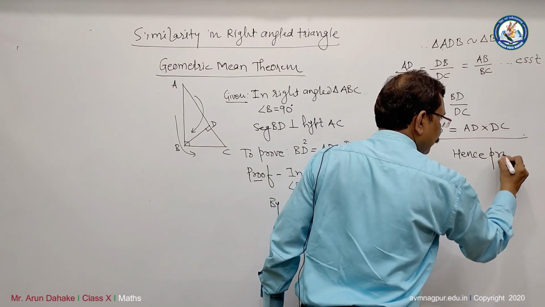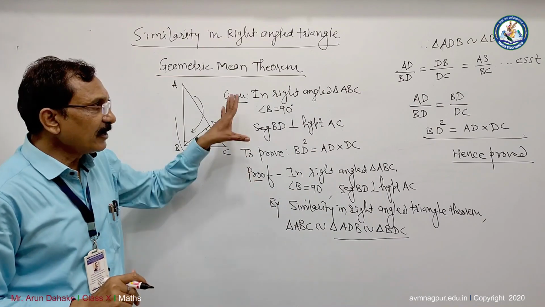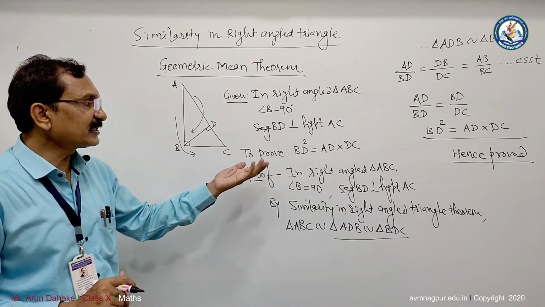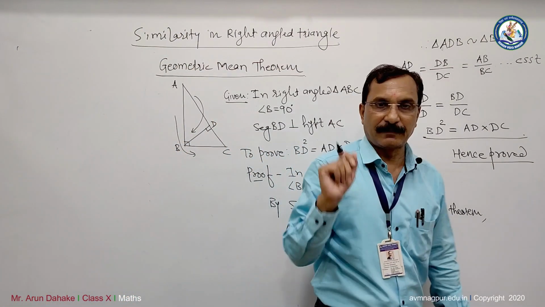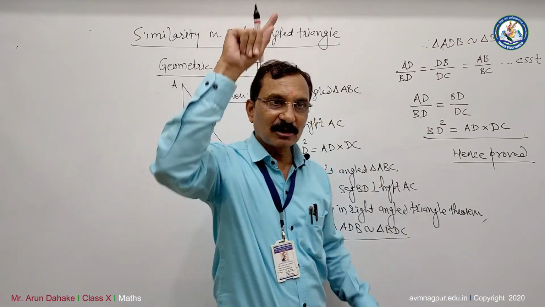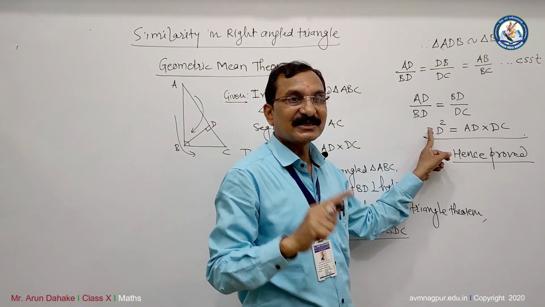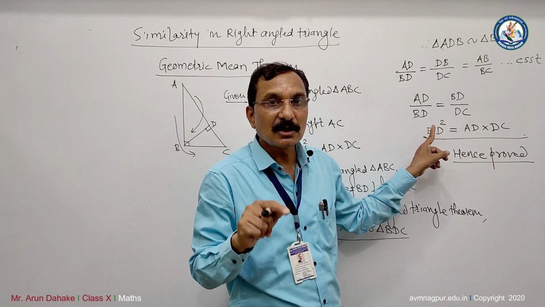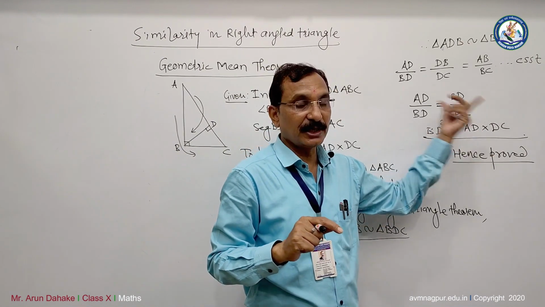This is called the geometric mean theorem. This is a very important theorem, geometric mean. Already you studied geometric mean in ratio and proportion in Maths 1. But there it was a number, but here it is a segment. Here BD, that segment, is the geometric mean. In geometry, there is a segment, not a single number. So BD square is equal to AD into DC.